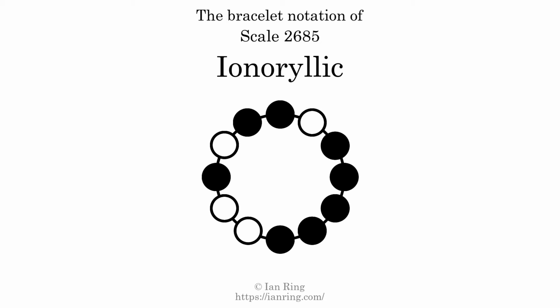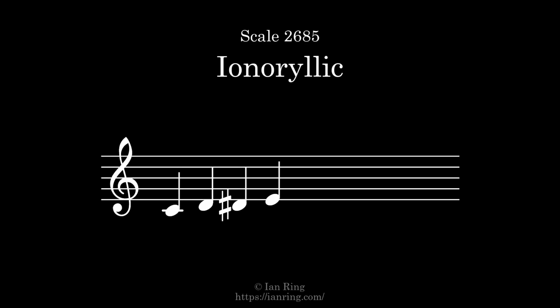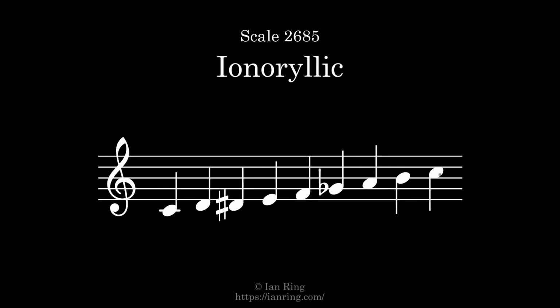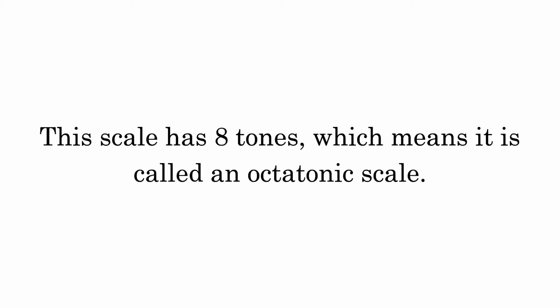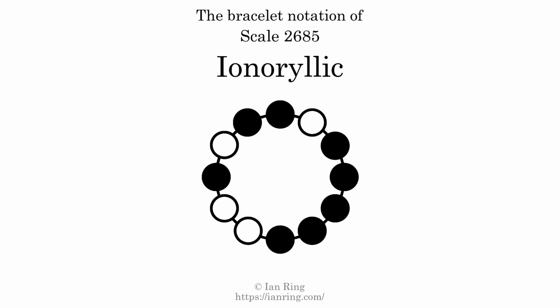2685, Ionoryllic, which sounds like this. This scale has 8 tones, which means it is called an octatonic scale. This is a bracelet notation diagram of scale 2685. The shaded circles represent tones that appear in the scale, and they are read clockwise, starting at the top.